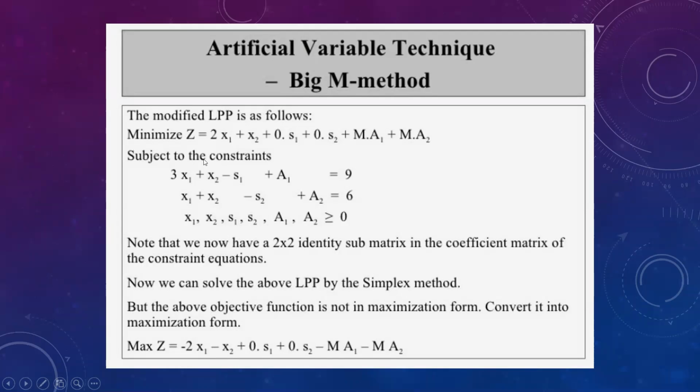Subject to the constraints 3x1 + x2 - s1 + a1 = 9, and x1 + x2 - s2 + a2 = 6. Now this will be the unmodified objective function in case of maximization. When we convert the minimization problem, we change the sign: minus 2x1 minus 2x2. Here, as it is a 0 coefficient, plus or minus won't affect, so we keep it as it is: 0x1 + 0x2 - Ma1 - Ma2.